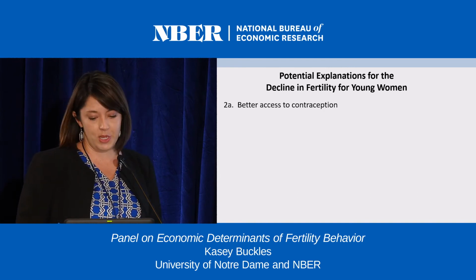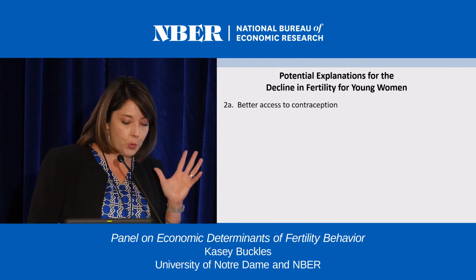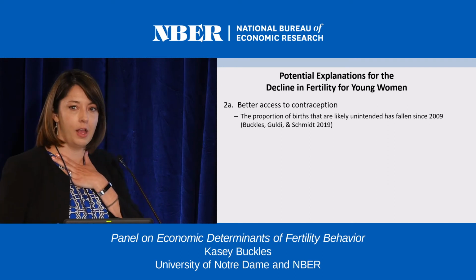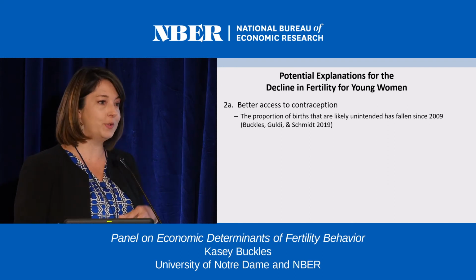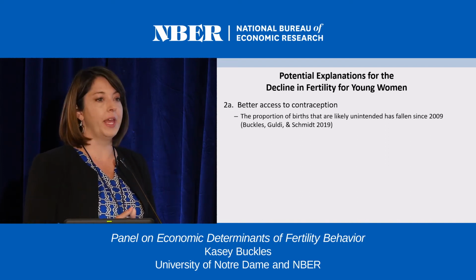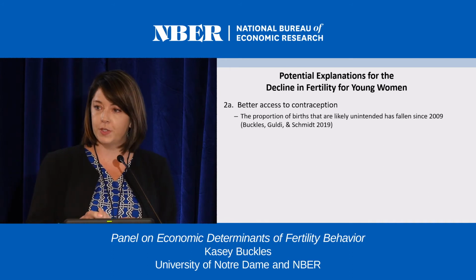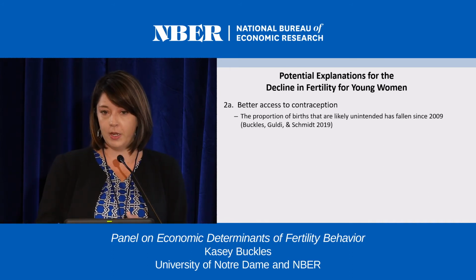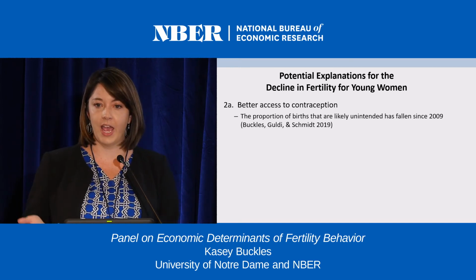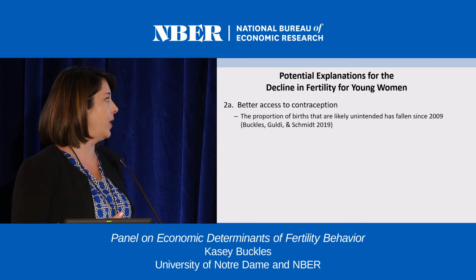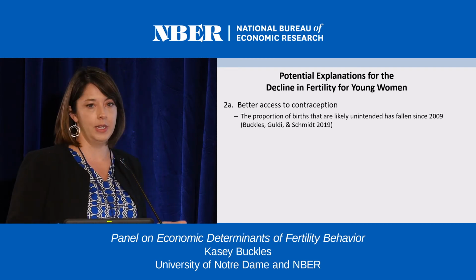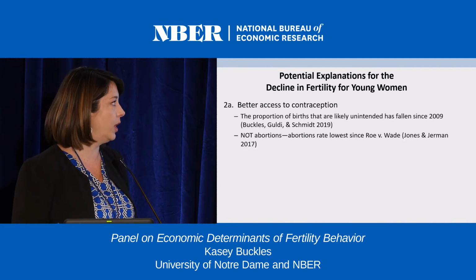So the second thing I said I wanted to mention was contraception. 2A here on the contraception front is better access. Some work that I have with Lucy Schmidt, who's here, and Melanie Guldi really points to contraception possibly playing a role, because this decline in births is happening for young women, unmarried women, and women in low-income groups, groups that have historically been more likely to have unintended births. In this paper, we show there's been a decline in the proportion of births that are unintended since about 2009. So that suggests a potential role for contraception.